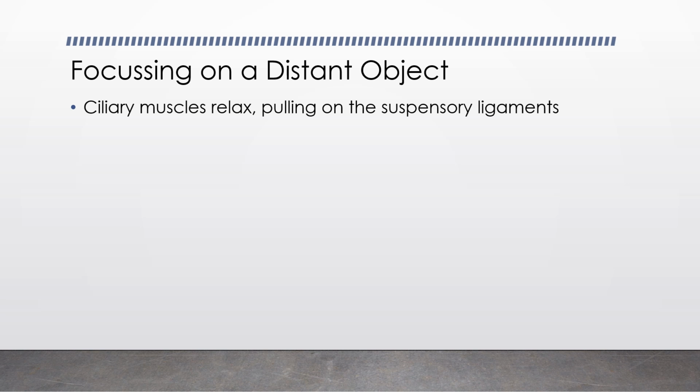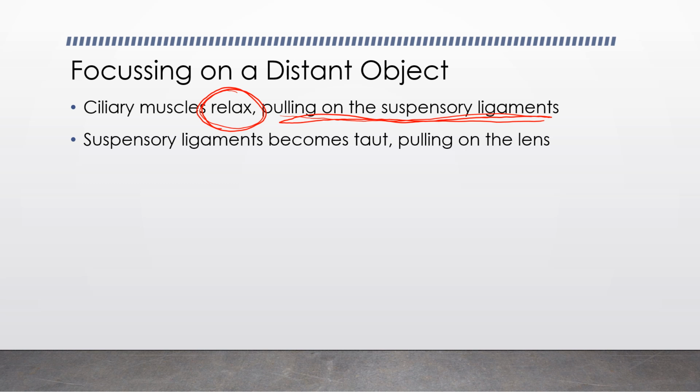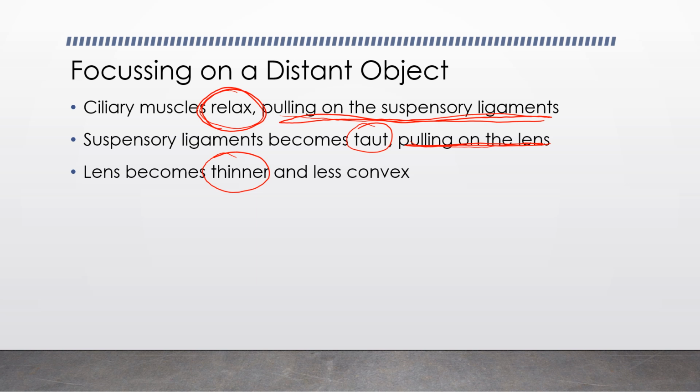what is happening in the eye is that the ciliary muscles relax. This relaxation of the ciliary muscle is pulling on the suspensory ligament, so they become tighter, and you can see the word taut over here. When the suspensory ligaments become tighter, they will pull on the lens. When they pull on the lens, the lens will become, number one, thinner, which is the thickness, and less convex, which is the curvature. So you have to mention both thickness and curvature in your answer.